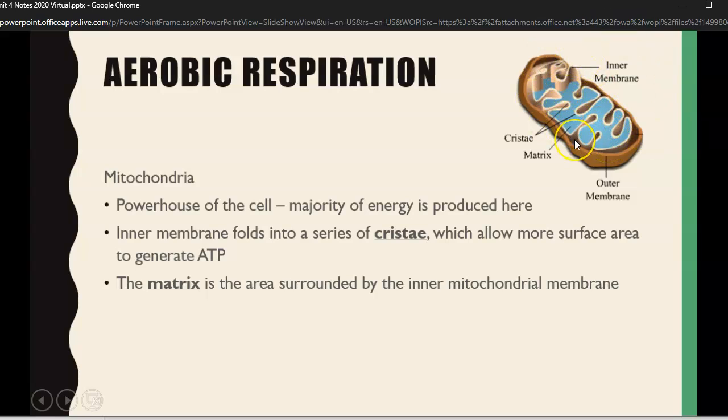Also, something that's not listed on here, you have the intermembrane space, which is between the 2 membranes, the inner and outer membrane. Remember, your mitochondria is the powerhouse of the cell. This is where the majority of energy is produced for all cells. Your inner membrane folds into a series of cristae. So that is the curves, which allow for more surface area to generate ATP. And the matrix is the area surrounded by the inner membrane. So it's all this blue stuff.